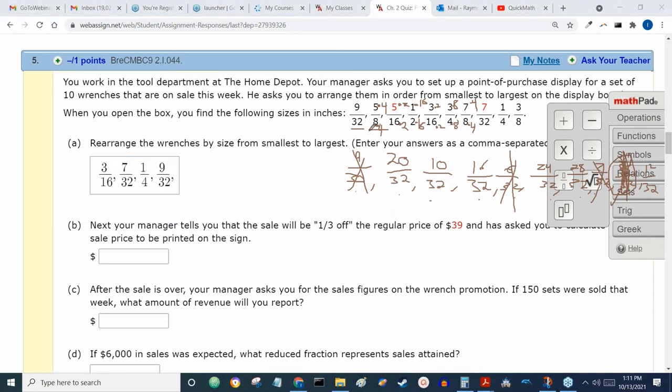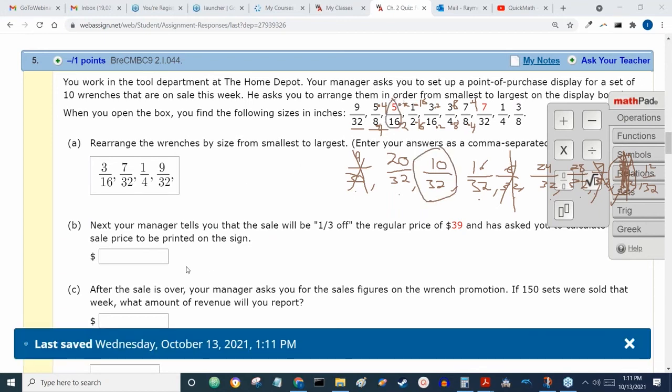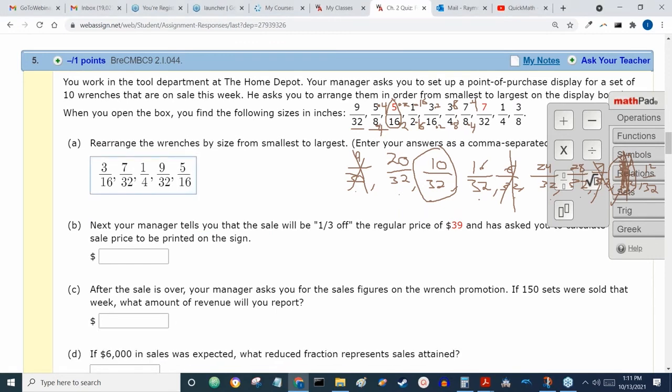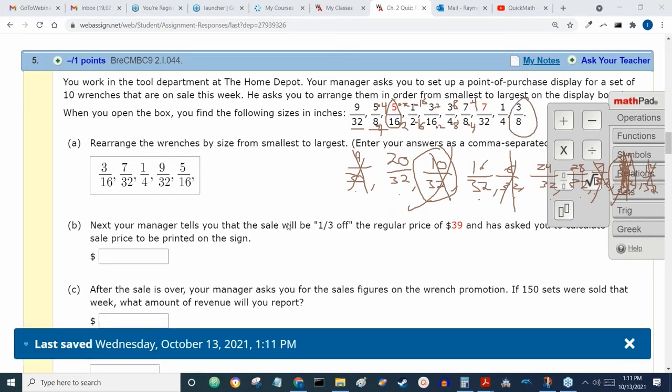Okay. Let's see, 10/32 was next. That was 5/16, right? So we're going to want to type in 5/16 in our answer here. 5/16. So I took care of that one. So that was 10 in the top. Looks like 12 in the top is next smallest. So that was a 3/8 up here.